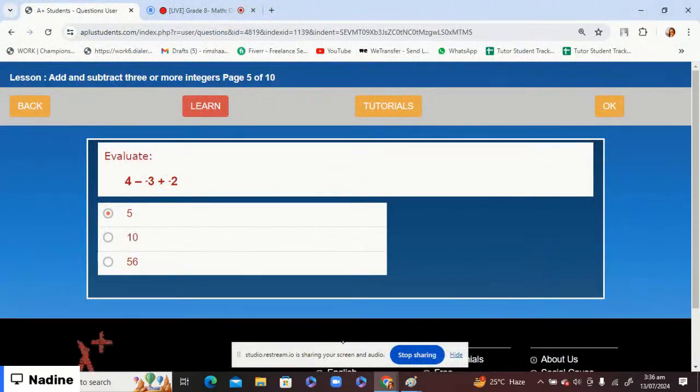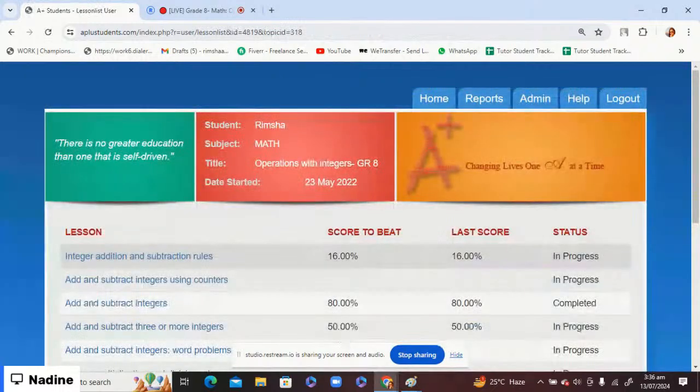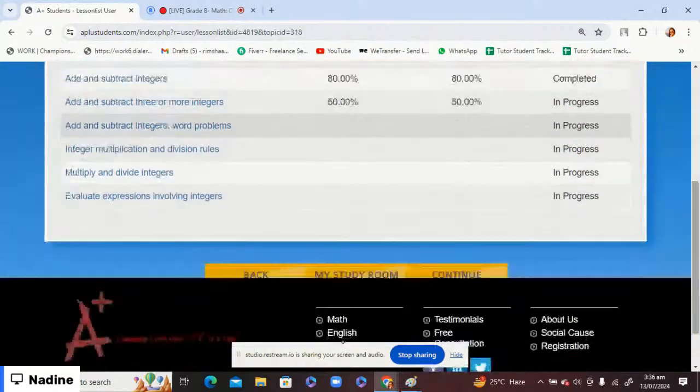So it's 5. Hope you guys understand this lesson as well. Now let's discuss the next one. So add and subtract integers word problems.